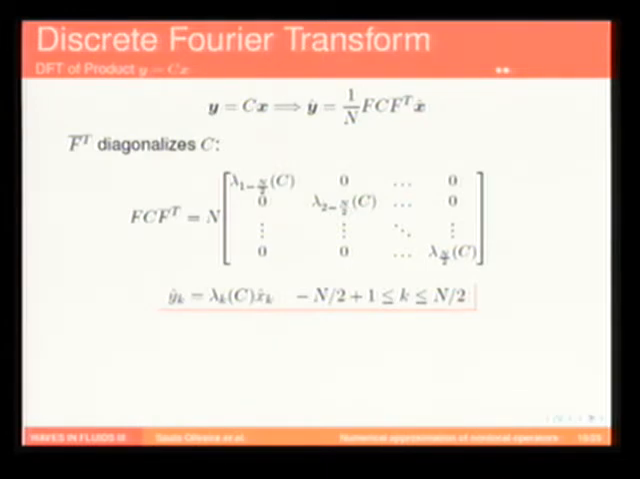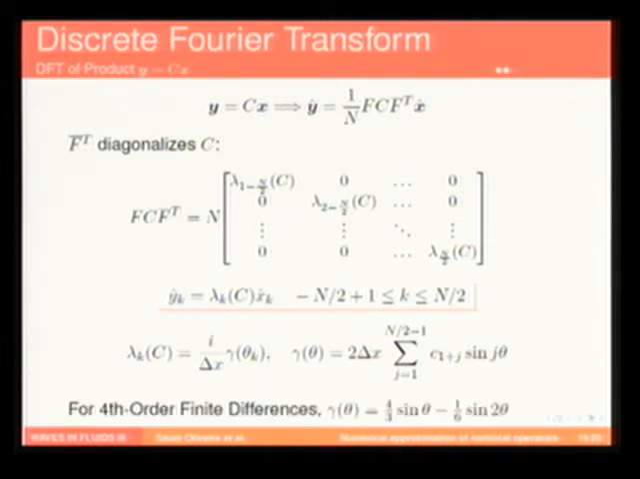We can write these eigenvalues with the aid of an auxiliary function that is pretty much normalized. For example, for our finite difference scheme in space, that's how this function looks like. A simple combination of trigonometric functions.